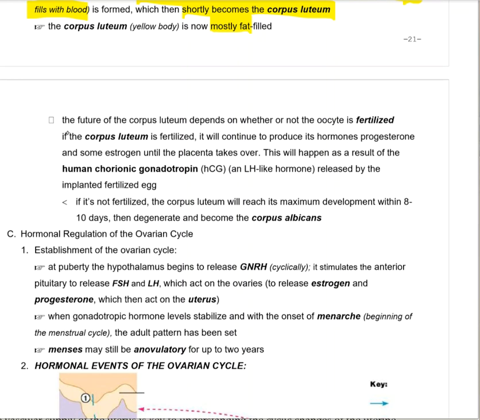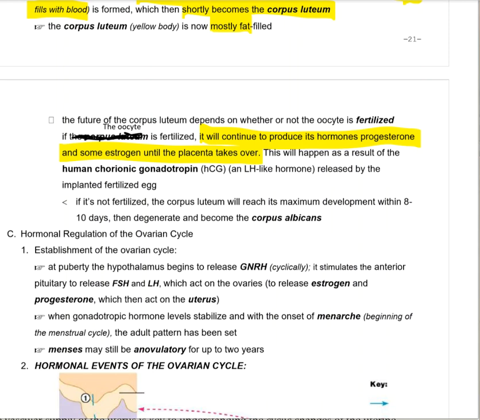Okay, so if the oocyte is fertilized, it'll continue to produce hormones, progesterone, and so this is where, there we go. I understand why there was a problem there. The "it" now is referring to the corpus luteum. So if the oocyte is fertilized, the corpus luteum will continue to produce the hormones progesterone and some estrogen until the placenta takes over. So in this case, that "it" there, if you need to make yourself a note, is not referring to the oocyte, it is referring to the corpus luteum.